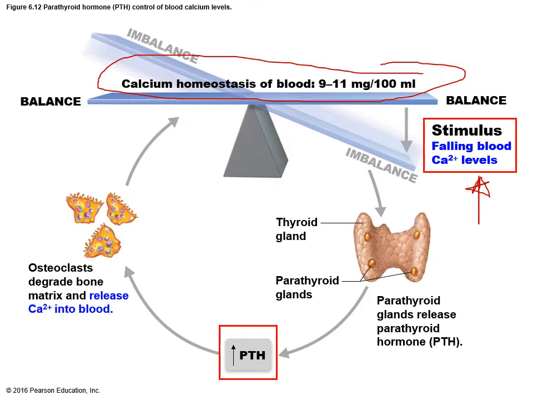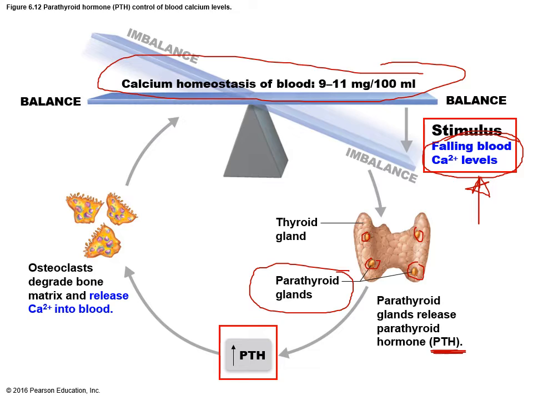So what the body will do is stimulate the parathyroid glands, which are these little yellow nodules located behind the thyroid gland. The body will stimulate the parathyroid gland to start releasing PTH, or parathyroid hormone. And once again, this hormone is released as a result of falling blood levels of calcium.